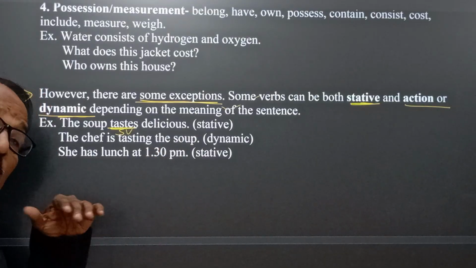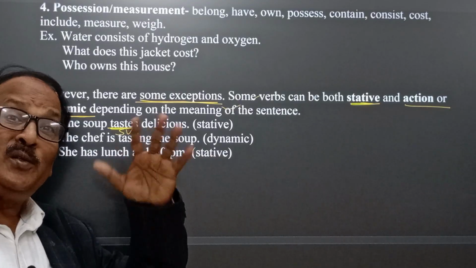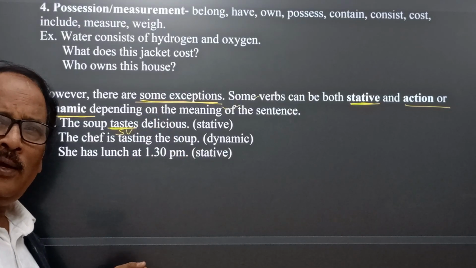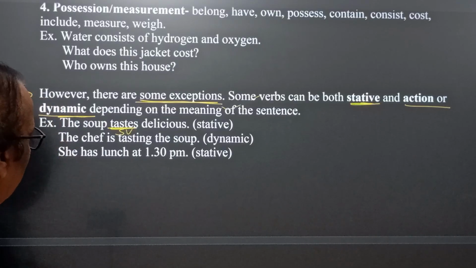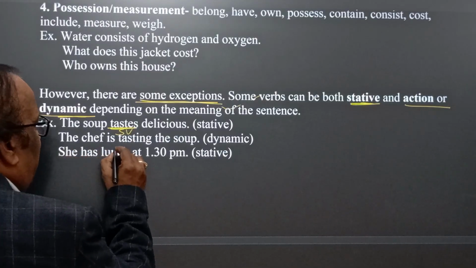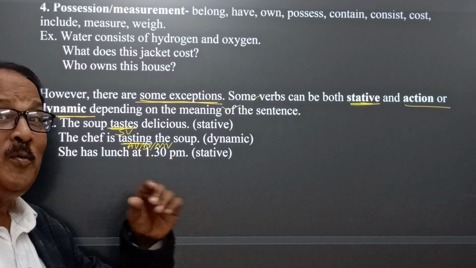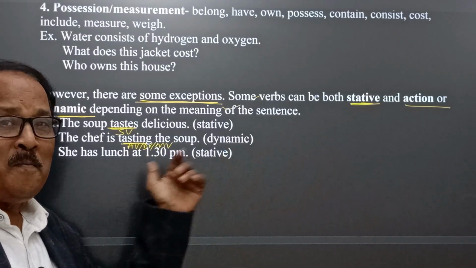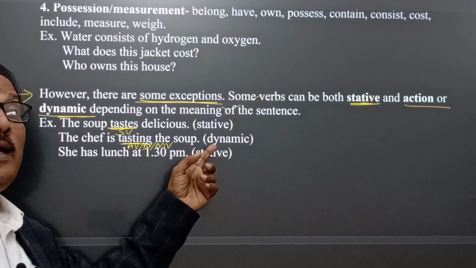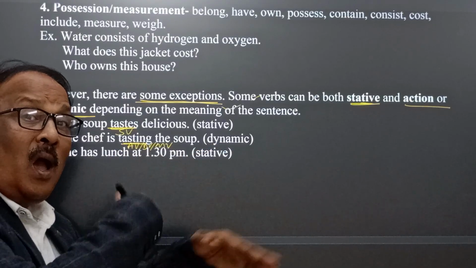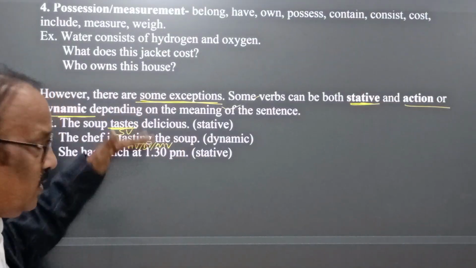Okay, and we know that stative verbs relating to sense organs don't take ing at the end of them. Okay, but look at this sentence. The chef is tasting the soup. It means the tasting of soup is going on by the chef. In some cases, they are used as a dynamic verb whenever action is going on. Okay, yes, this is the difference.